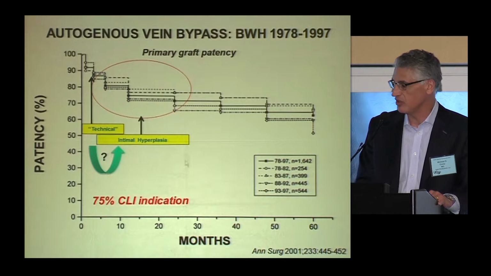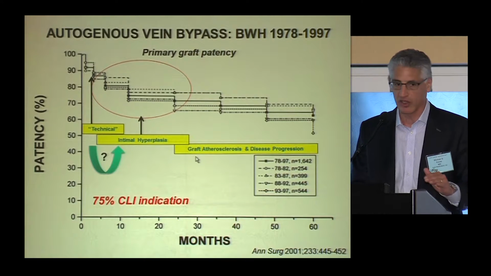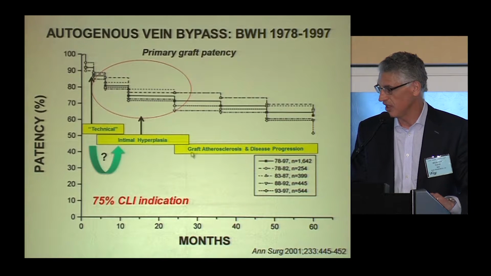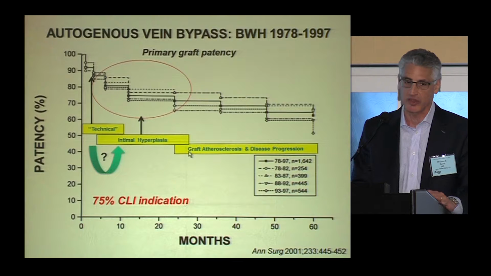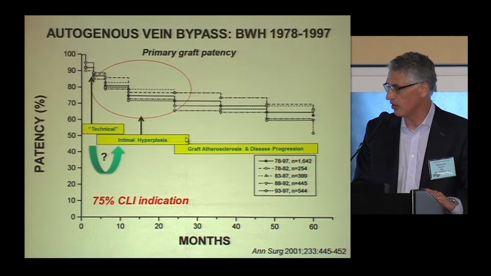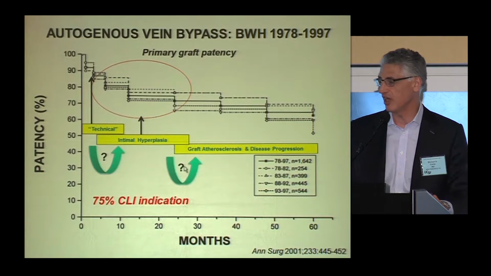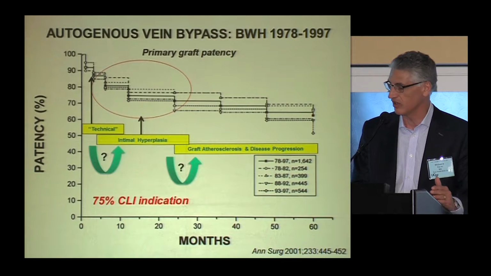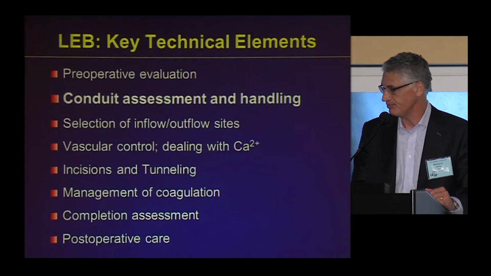And then you can see once you get beyond about 2 years, the curve starts to flatten out where the attrition is more like about 5% a year. And this is really the development of atherosclerosis in the inflow and outflow arteries and also in the graft. So these are the 3 classic phases, but they're not completely disconnected. They are related to each other in causation to some degree.